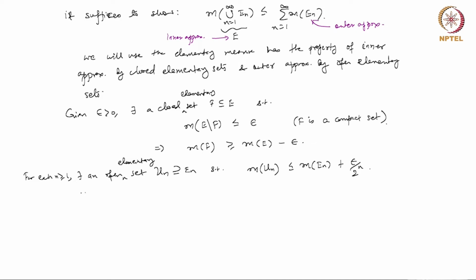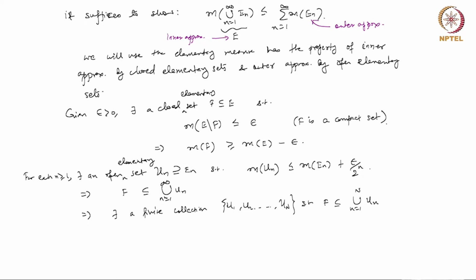So then this implies that F is contained in the union n equal to 1 to infinity of Un, because F is a subset of the union of the En's, and since F is compact, there exists a finite collection, say, up to renumbering, U1, U2 up to U capital N, such that F is contained in the finite collection of sets Un.